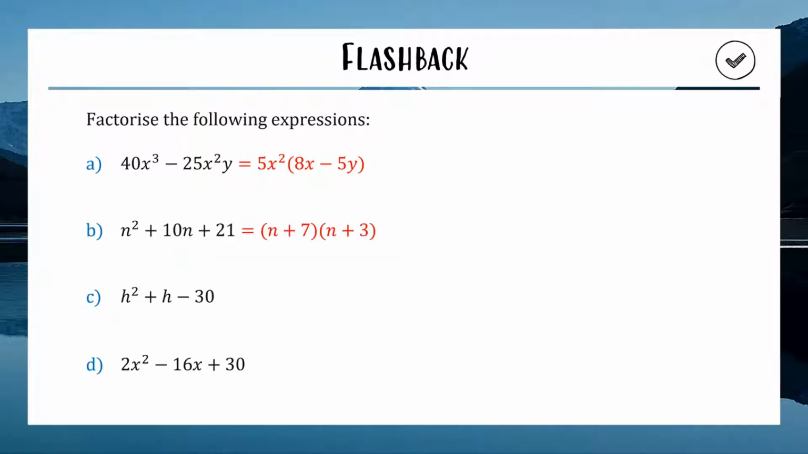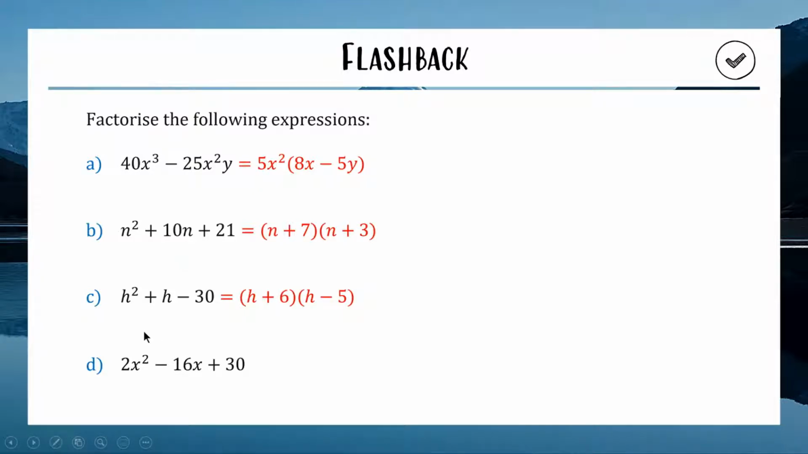Okay, for C, a little bit tougher. Once again, we've got the trinomial, so we'll set up a pair of brackets with two h's. Now we need two numbers that are going to add to give positive 1 and are going to multiply to give negative 30. Magic numbers this time are going to be 5 and 6, but one of them needs to be negative. Because the sum is plus 1, it means that the bigger one is going to be the positive. So we're going to have plus 6 and we're going to have minus 5.